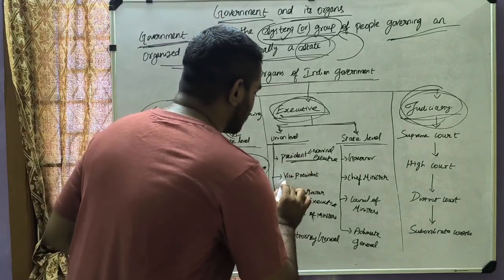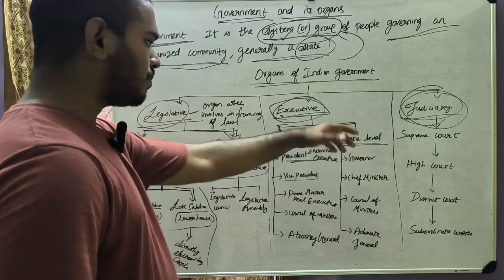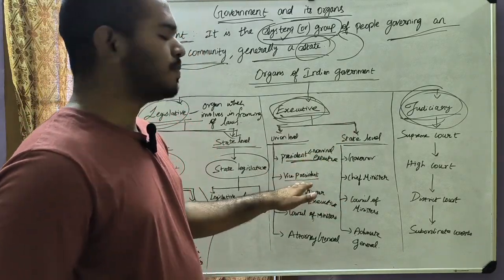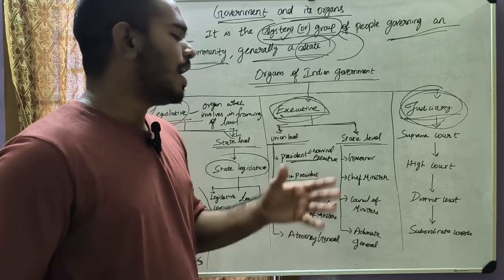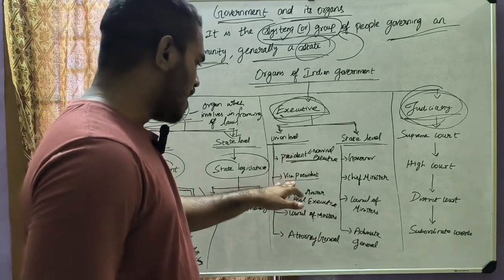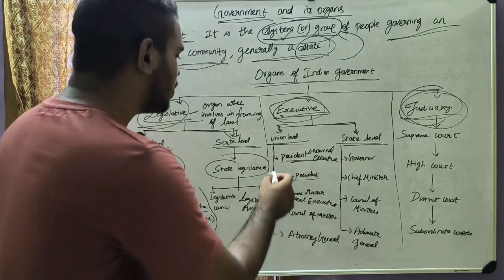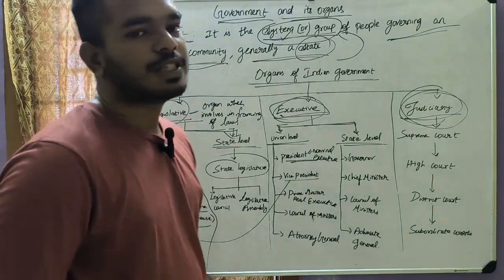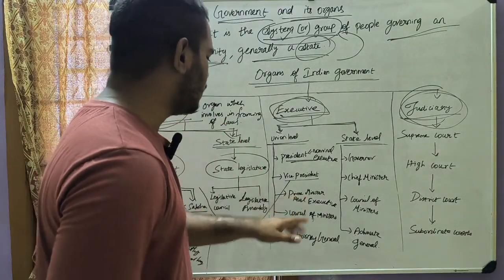The next one is the vice president. Whenever the president is not able to do his functions, the vice president will act as the president and do the functions of the president. And the vice president is also the chairman of the Rajya Sabha.